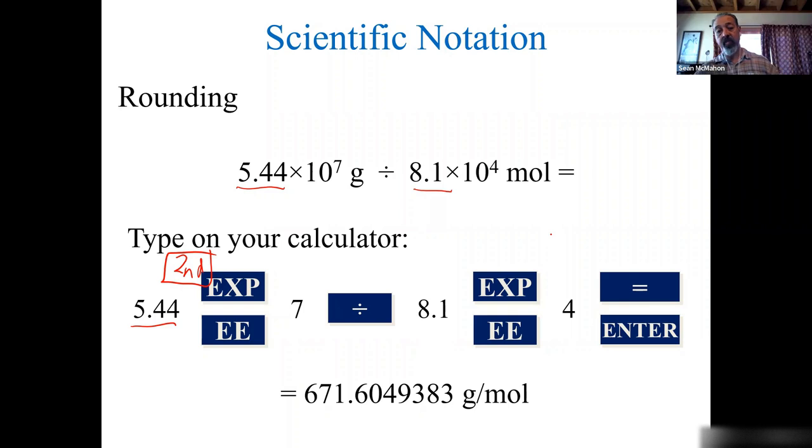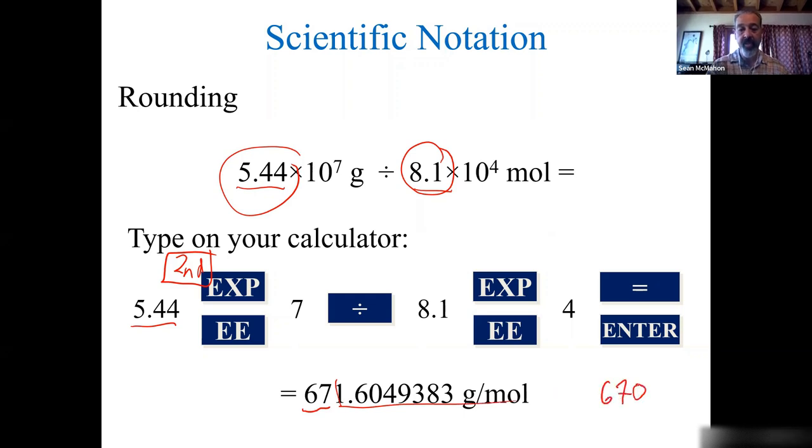And I get this really big number, right? How many sig figs should I have? 2 or 3? I should have 2. So 1, 2, this is a 1, I drop the rest, 670 grams per mole.